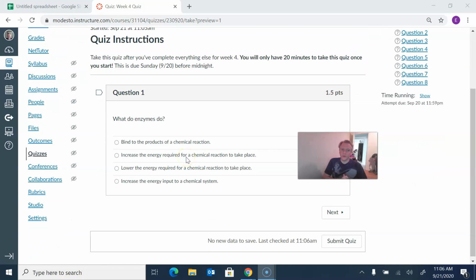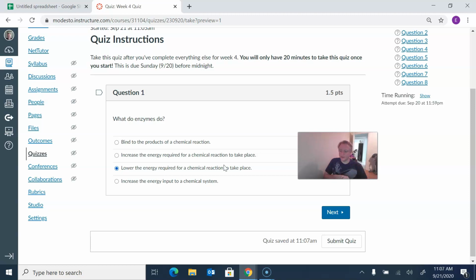Question 1. What do enzymes do? Bind the products of a chemical reaction. Lower or increase the energy required for a chemical reaction to take place. Lower the energy required for a chemical reaction to take place. This is my gut reaction. Increase the energy input into a chemical system. So this is definitely the answer. It's definitely lowering the energy required.